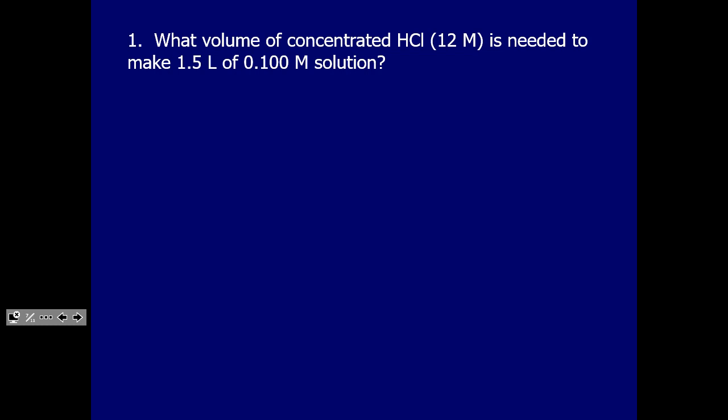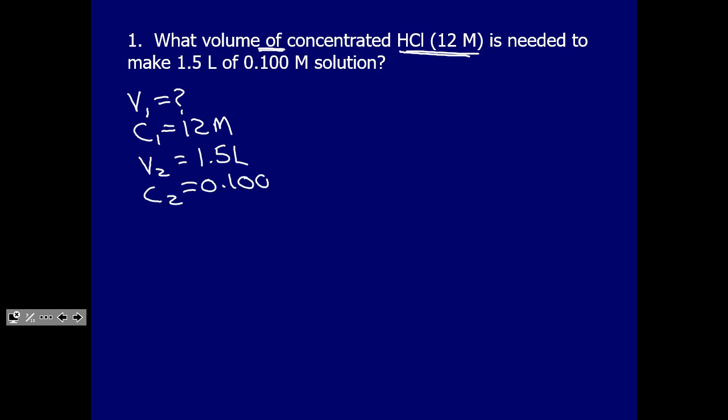So, what volume of this concentration? Because I encounter these first, I'm going to write V1 equals, I don't know. And because it says of that concentration, C1 is 12 molar. So I put 1s and 2s in terms of how I encounter them in the question. Needed to make 1.5 liters of 0.100 molar solution.